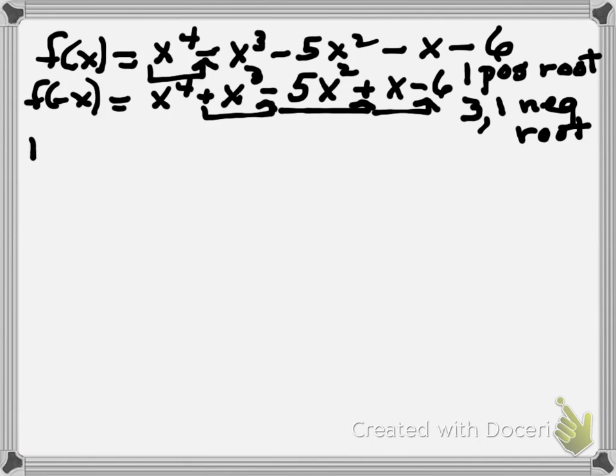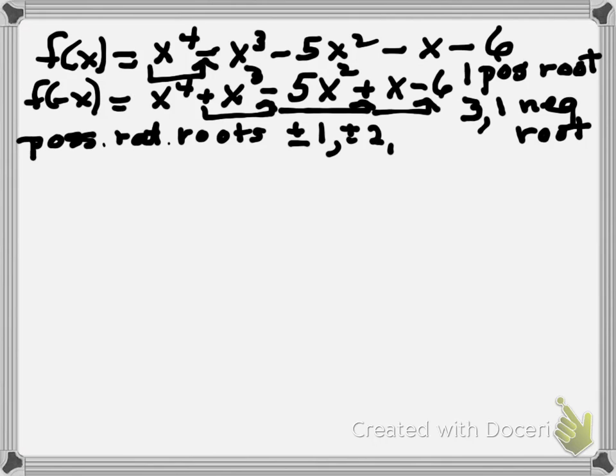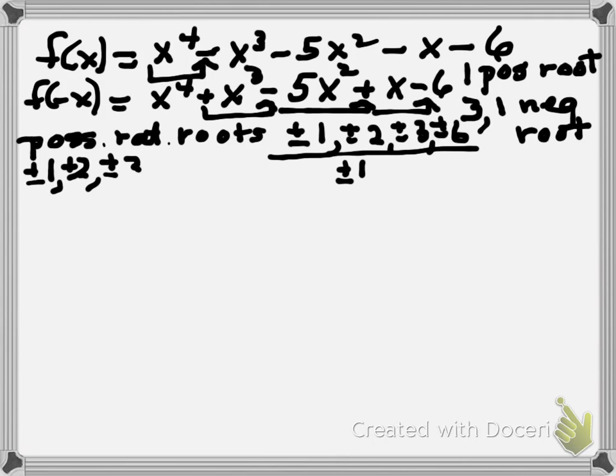Now we're looking for the possible rational roots. So I want to take the factors of the constant, positive and negative 1, positive and negative 2, positive and negative 3, positive and negative 6, the factors of the leading coefficient, positive and negative 1. So we can get positive and negative 1, positive and negative 2, positive and negative 3, positive and negative 6. And with synthetic division, you can try many of them.